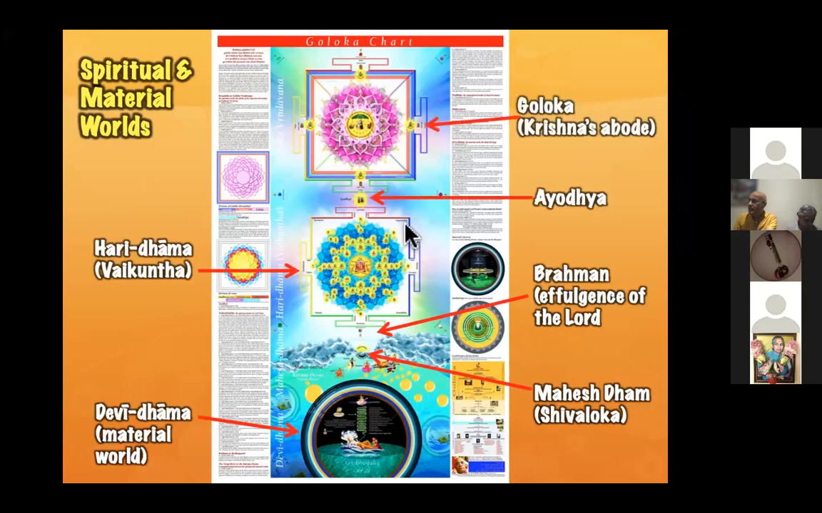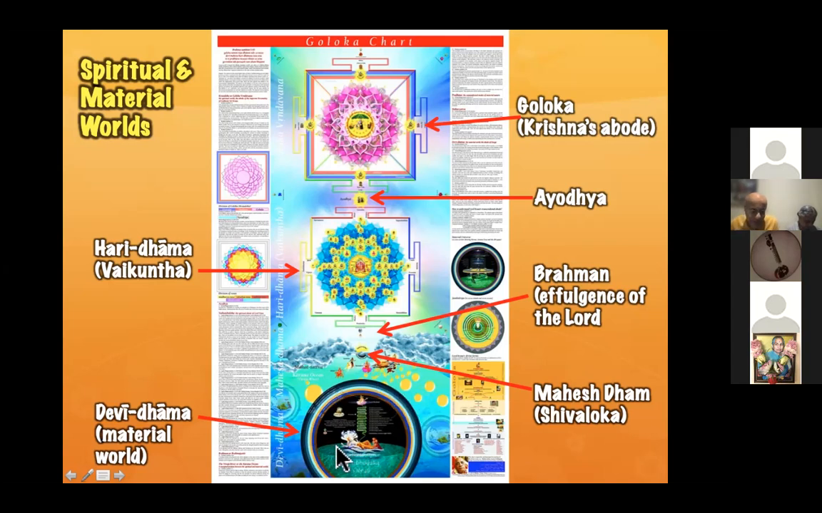Om Namo Bhagavate Vasudevaya. So just concluding what we've discussed about the abodes of the Lord in terms of the spiritual and the material worlds. Today wanted to seek everybody's blessing so that we can just finish this bit off. We've talked about Golok, Krishna's abode, Ayodhya, Lord Ramachandra, Vaikuntha, Narayan, and the Brahmajyoti. Talked about Lord Shiva's abode, Mahesh Dham, and Devi Dham, material world.